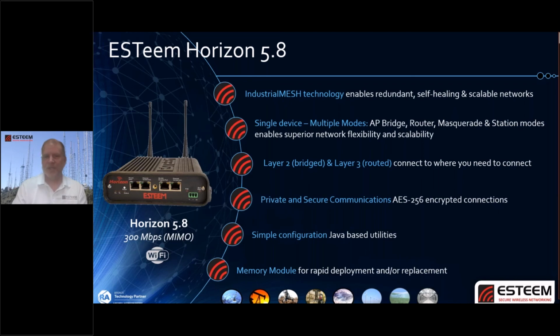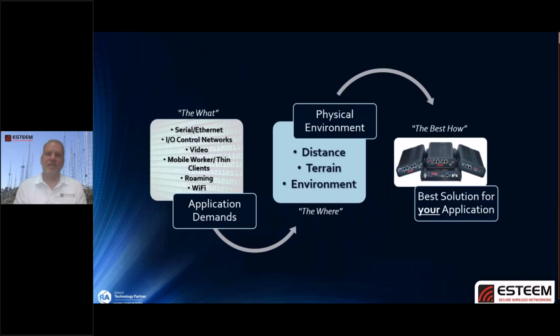So if you're doing an application that requires much more speed, something very video intensive, or some of the IO control networks, or even some of those devices which require faster updates, or we have more devices on that same network, that's really where we want to start looking at that 5.8. So again, what we've looked at now is within those frequencies. We want to take the what, blend it with the where, and then give us the best how on this application.